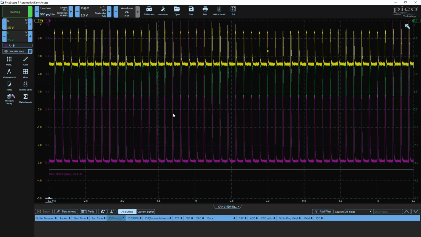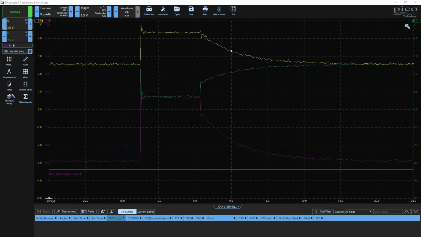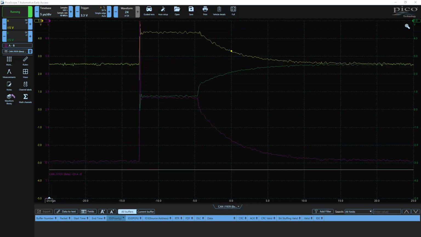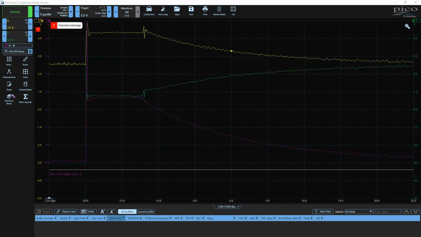But this network is definitely not okay. Okay, so I'm zoomed back in. We're taking a look at this with no termination. This is about 20 feet of J1939 cable. I'm going to go ahead and plug in another 20 feet of cable. So this is going to increase the length of the bus to 40 feet.